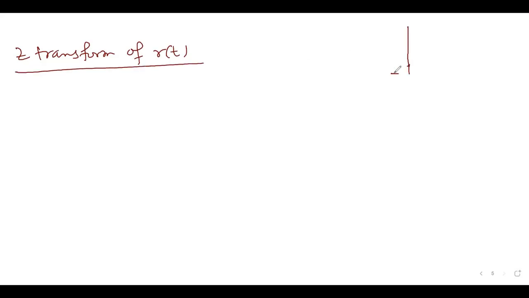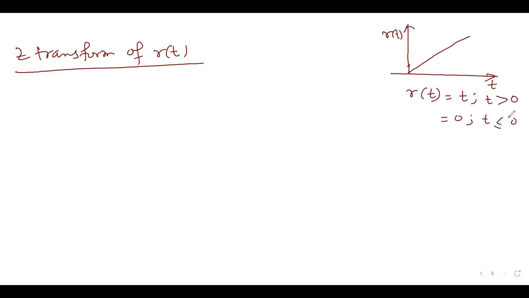So let us find the z transform of the ramp sequence. Let us find the z transform of ramp function r(t). We know what the ramp function is. r(t) is equal to t for t greater than 0, and 0 for t less than or equal to 0.